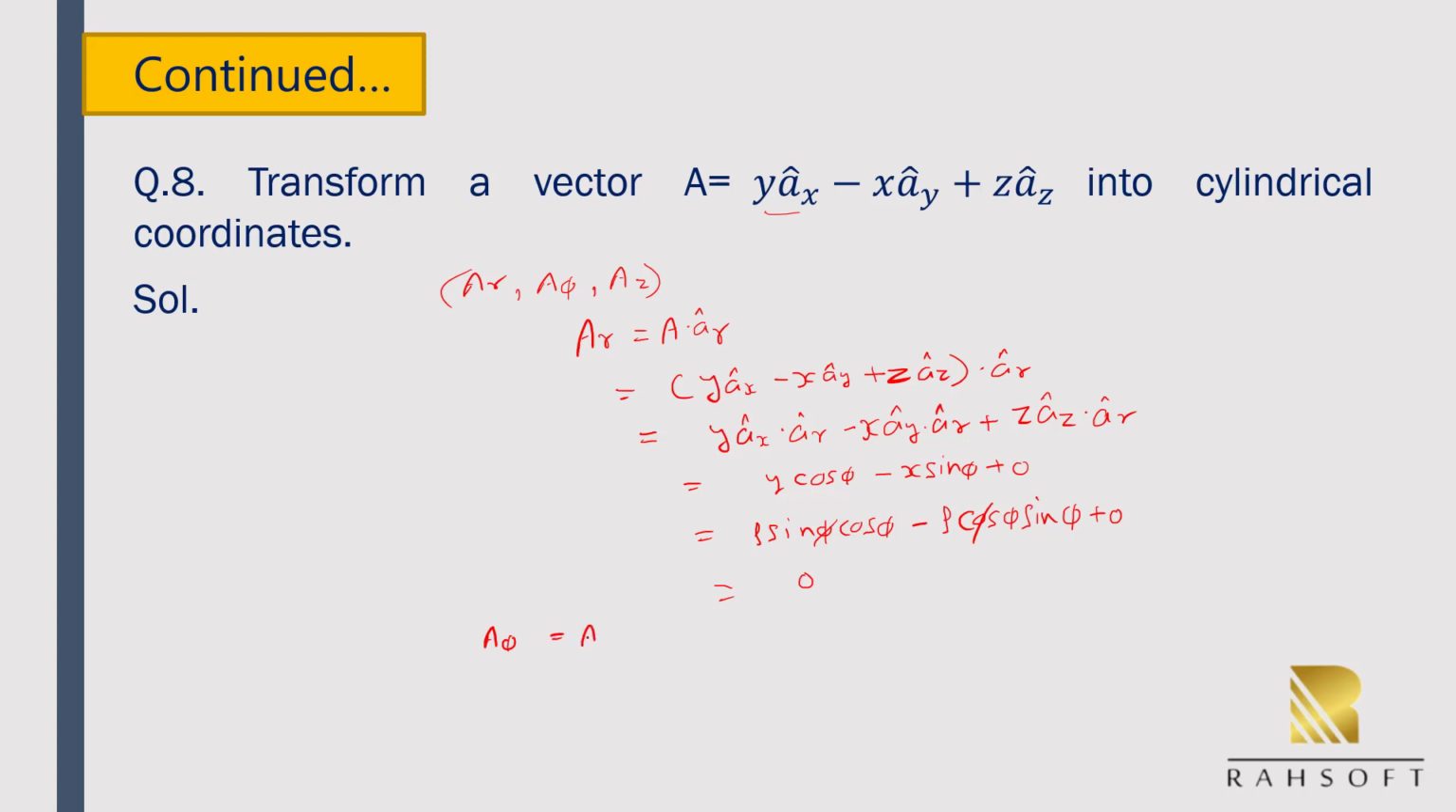So A phi will be calculated in the same way, vector A dot unit vector a phi. So here we have y unit vector a x minus x unit vector a y plus z unit vector a z, dot unit vector a phi, and it will be equal to y unit vector a x dot unit vector a phi minus x unit vector a y dot unit vector a phi plus z unit vector a z dot unit vector a phi. So it will be equal to minus y sin phi minus x cos phi plus 0.